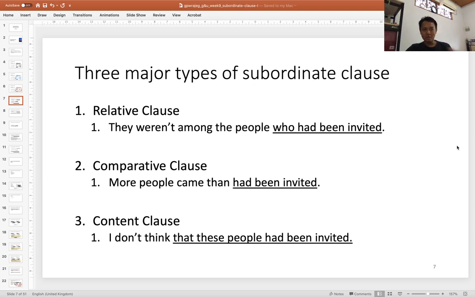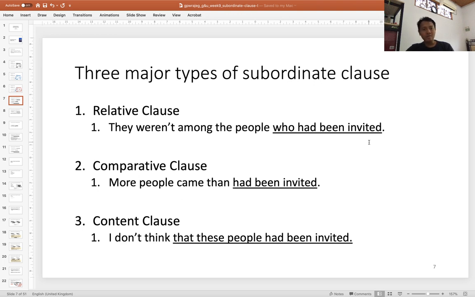In this book, according to Huddleston and Pullum, there are three major types. First, the relative clause, a clause that is used to modify a head noun, such as number one, they were among people who had been invited. Had been invited is a clause whose subject is the relative pronoun who, and the reference of who is people. People is the noun that is modified by this relative clause. We will look at relative clauses in a later video.